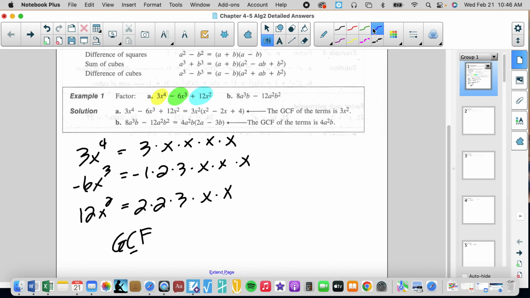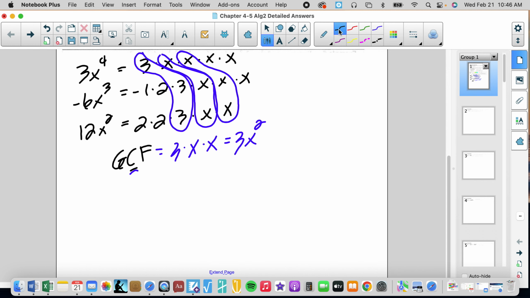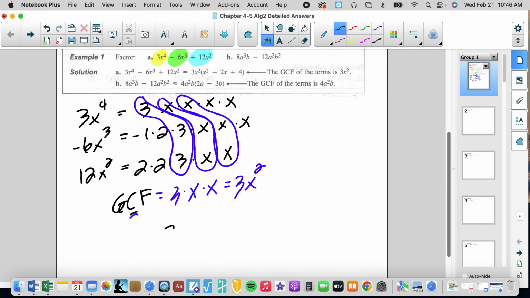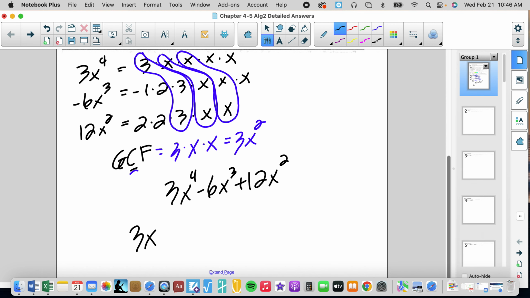We're going to circle the common factors. They each have a 3 in common, they have an x in common, and they have a second x in common. So the GCF is going to be 3 times x times x, or 3x squared. So we're going to take that out. Now, using our factor pairs, we have 3x to the 4th minus 6x to the 3rd plus 12x squared. So we are going to pull out a common factor of 3x squared.